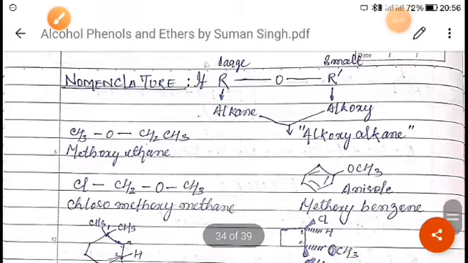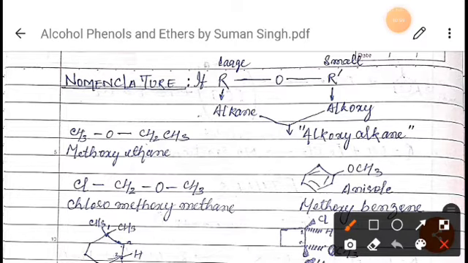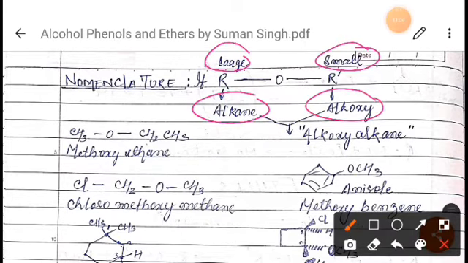So when we talk about the nomenclature, ether has two parts. One is the large part, another is the small part. The larger part will be the alkane and the smaller part will be the alkoxy. Always remember that we have to write the smaller part first and the larger part second, as you can see, alkoxy alkane, right?